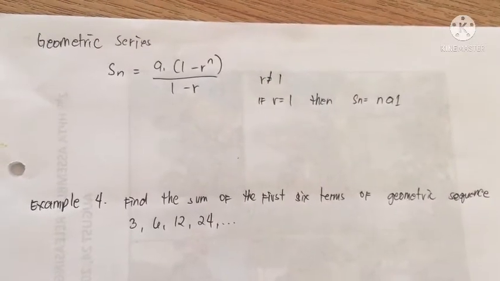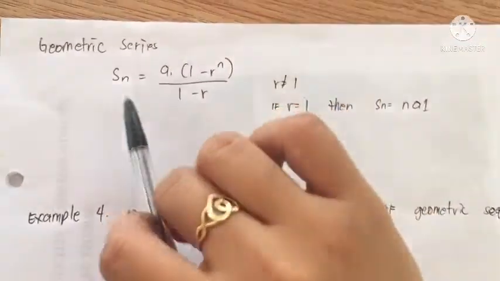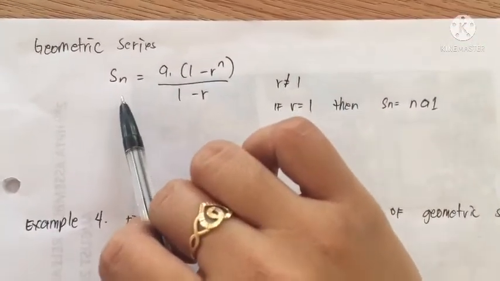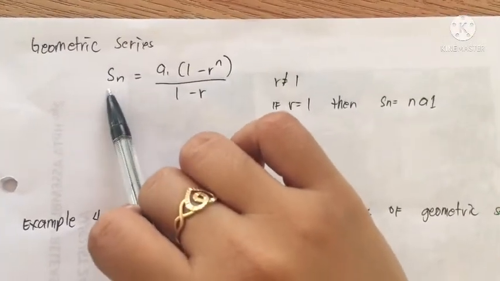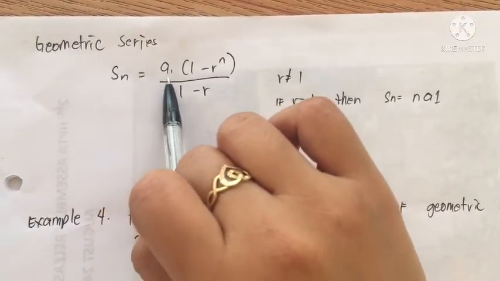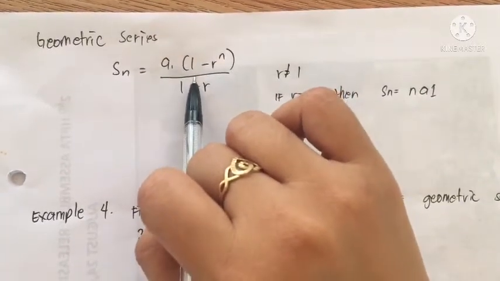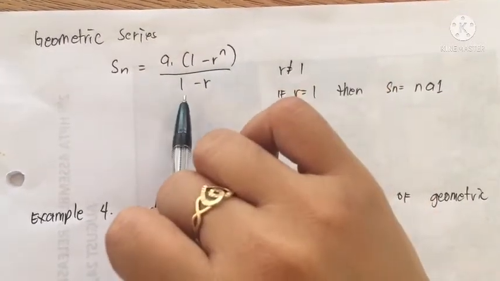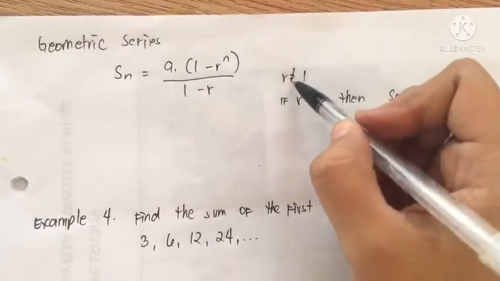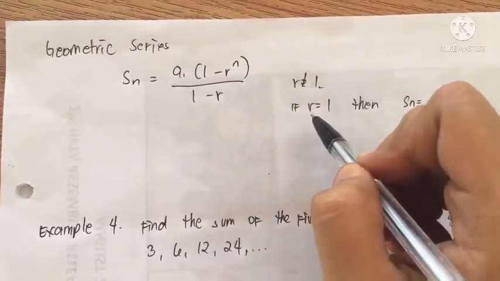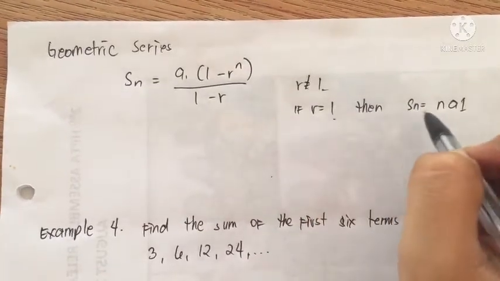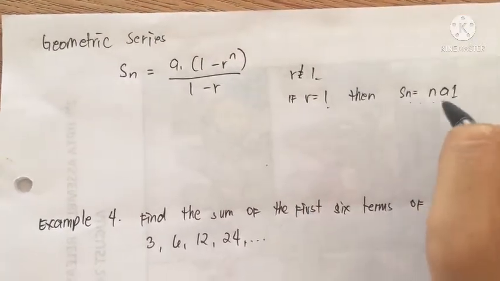So, let's go to geometric series. So, pag sinabi natin the geometric series, ito yung hinahanap natin yung sum ng isang geometric sequence. So, ang formula natin, we have S sub n is equal to A sub 1 multiplied by 1 minus R raised to n divided by 1 minus R, where R is not equal to 1. If R is equal to 1, then S sub n is equal to n times the first term.